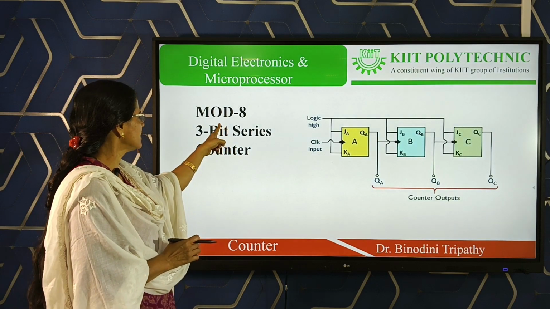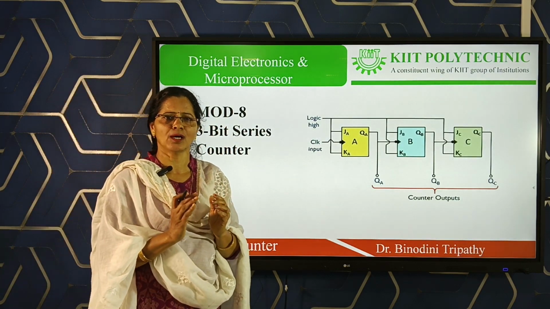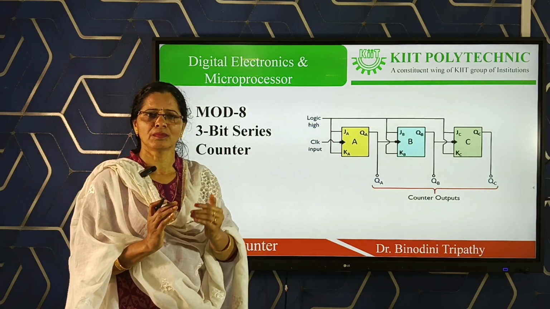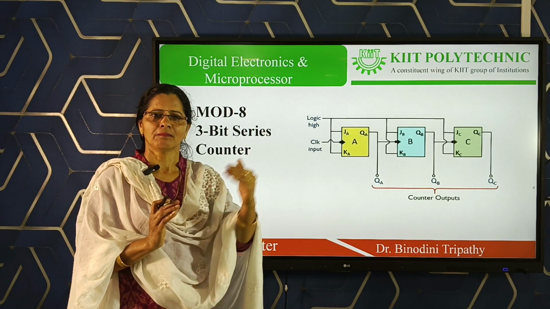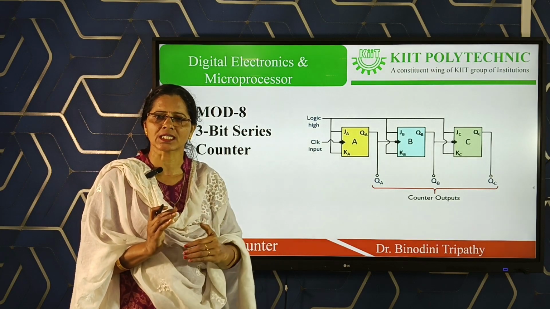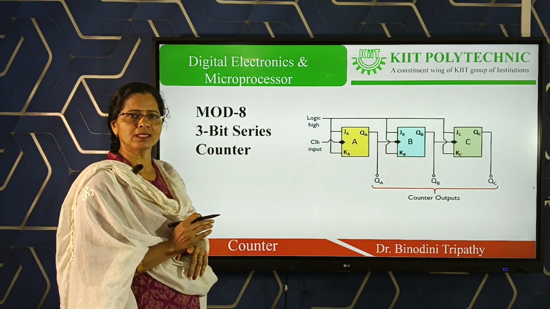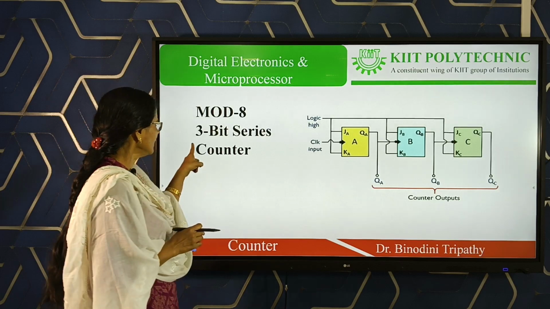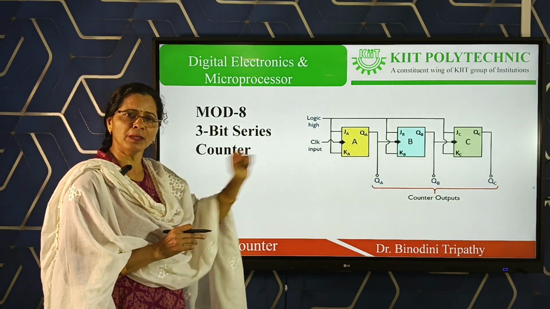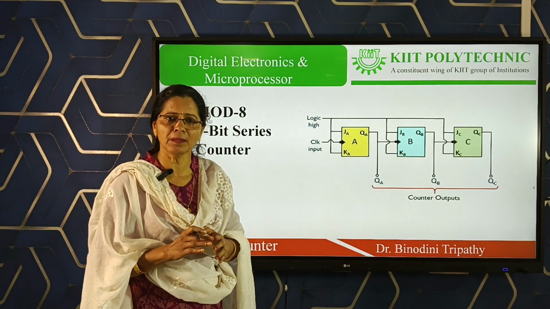Here mod 8 means the total number of counting sequence is 8, and it can count from 0 to the last count, which is 7. The number of counting sequence is 8 but it starts from 0, accordingly the last count is 7. In terms of bits, it has 3 bits because 8 is equal to 2 to the power 3. So the number of bits equals the number of flip-flops. So directly take 3 flip-flops. Then how do we connect the flip-flops?